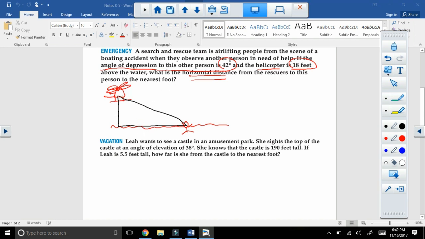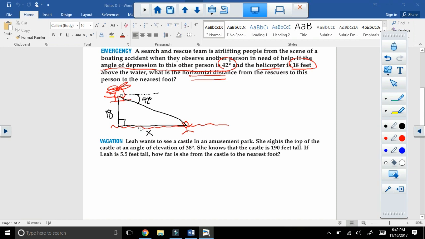So this says the angle of depression. So remember, that's if you're looking straight ahead. This angle here, that's not actually in the triangle that I drew, and I could draw this triangle a couple different ways, and I can show you another way in a second. It says that the helicopter is 18 feet above the water, and I want to know the horizontal distance, and this would be my right angle.